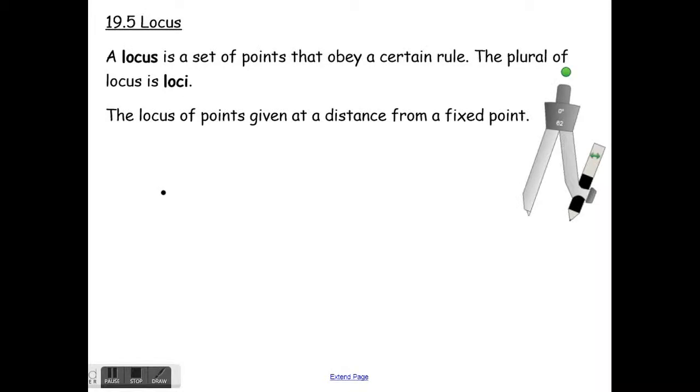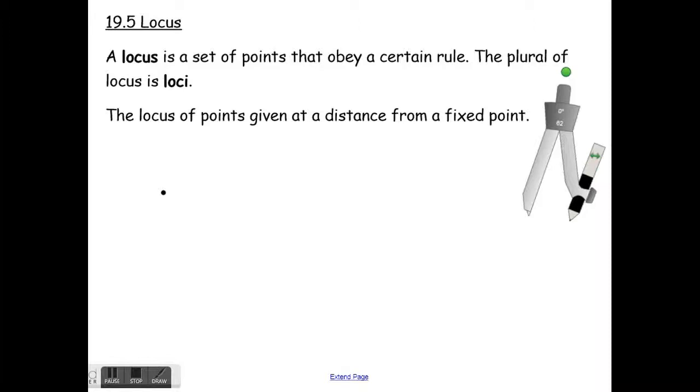So what we're going to do is talk about locus, or the plural of locus, which is loci. Okay? So, a locus is a set of points that obey a certain rule. Usually those rules involve being a certain distance from something. Okay, a certain distance from a point, a certain distance from a line, and so on and so forth.